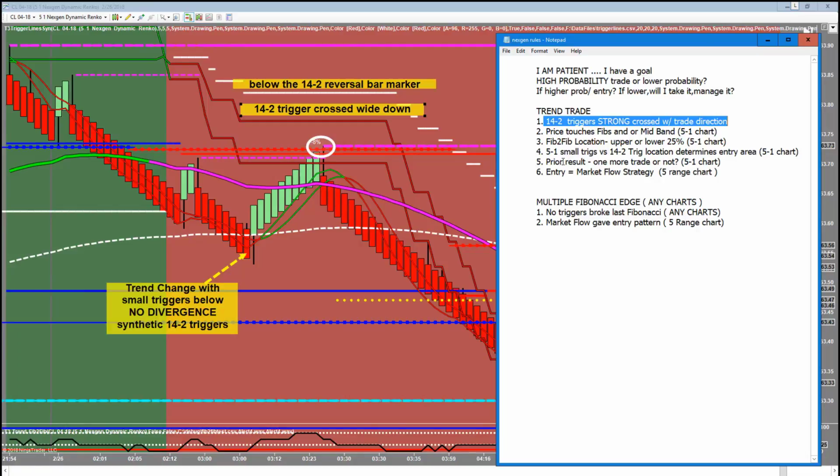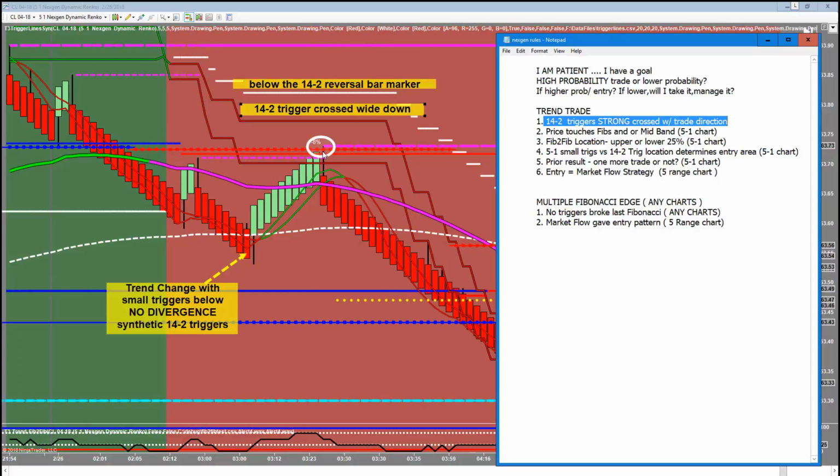So the other thing that we want to look at is prior results. Where did we come from when we got up here? Did we have divergence on the lows? Did the 14.2 chart hit an area that says this area is going to hold? If those things are not true, then we have a really high probability trend trade short.